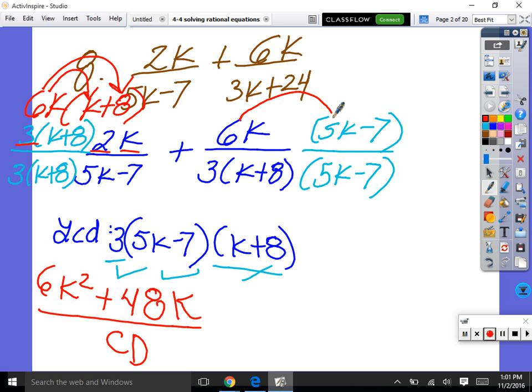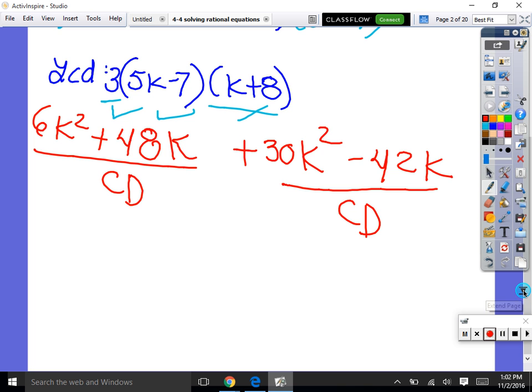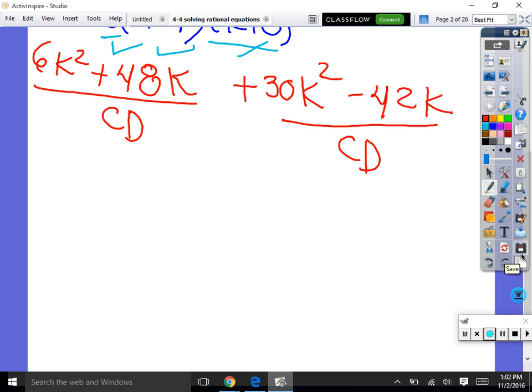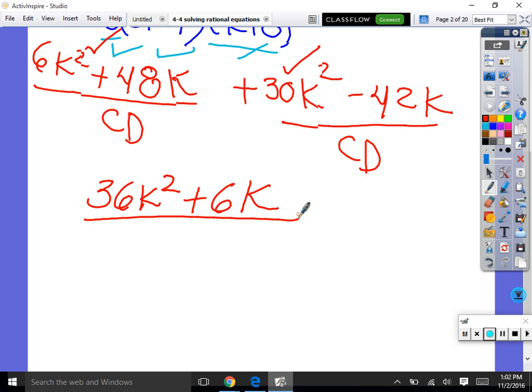So now let's multiply this out. 6k times 5k is positive 30k squared, right? And then we have positive 6k times negative 7, which is negative 42k, all over the common denominator. Now look, you have 2 fractions still. The whole goal of doing that was getting a common denominator so we can now combine our like terms on top. So 6k squared plus 30k squared is how many k squareds? 36k squared, right? Check, check. 48k minus 42k plus 6k. Awesome.